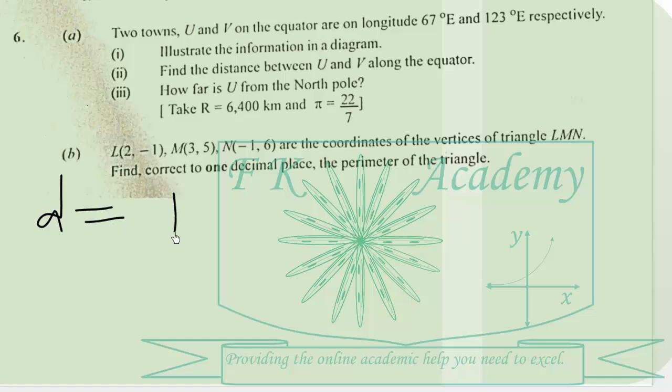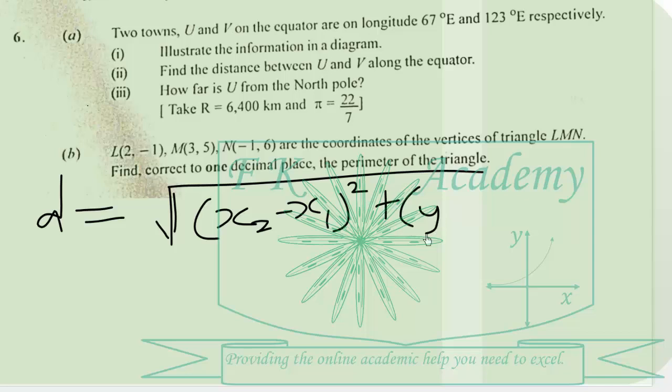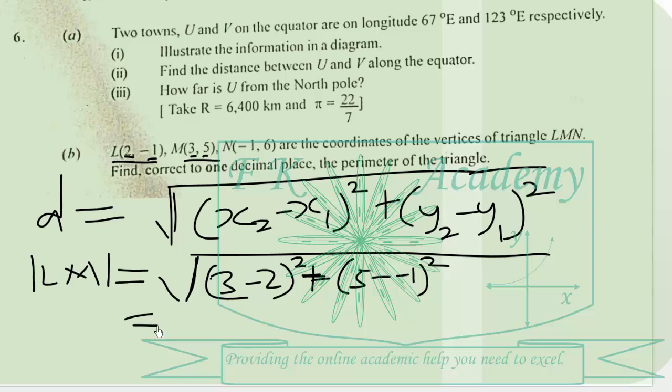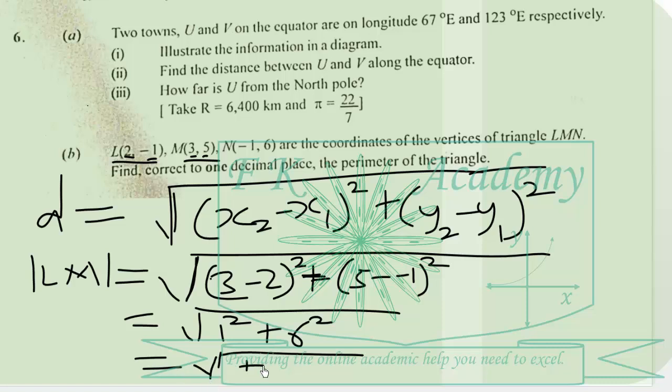With the B part, we have to find the perimeter of the triangle LMN. We will use the distance formula. D equals square root of x2 minus x1 all squared plus y2 minus y1 all squared. So we just fix in the coordinates. With LM, we have 3 minus 2 all squared plus 5 minus negative 1 all squared. We simplify this to obtain 1 squared plus 6 squared, which is square root of 1 plus 36, which is root 37.